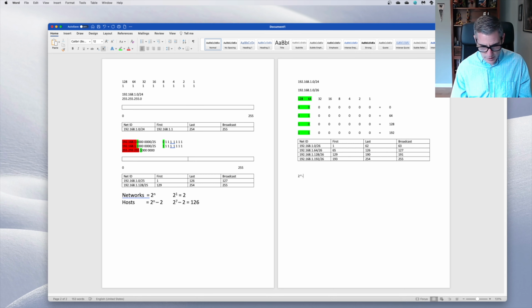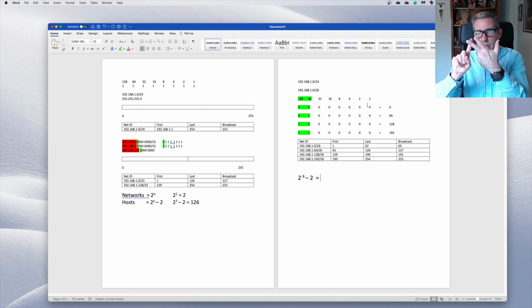Minus 2. And let's make it a little bit bigger so we can see it a little bit better. So, what do we come up with here? We go equals 2 to the 6th power, because we have 6 bits right here. And each bit has 2 possibilities, 0 and 1. So 2 times 2 is 4, times 2 is 8, times 2 is 16, times 2 is 32, times 2 is 64. That's my 6th finger here. So 64 minus 2 is 62.